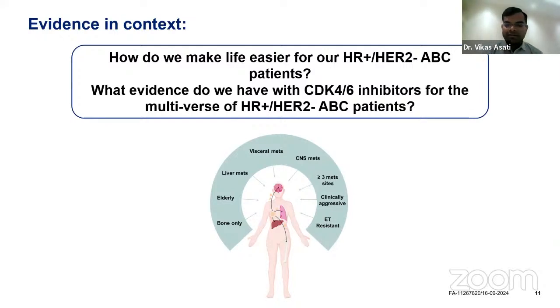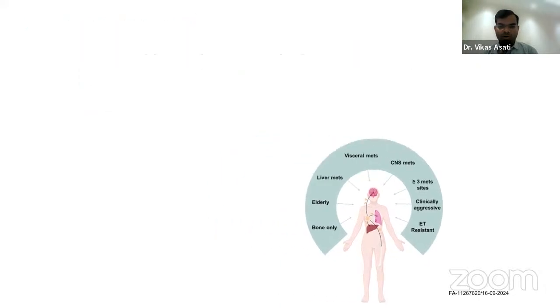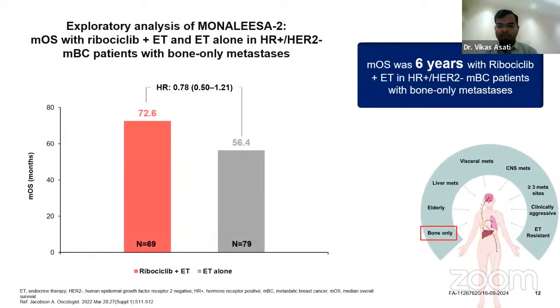So how do we make life easier for our patients? What are the evidence that we have to see? We have different groups of patients, like patients with bone only metastasis, elderly patients, patients with liver disease, visceral metastasis, CNS metastasis, and all types of permutation and combination are there. So we have to see whether this drug is working in each type of difficult to treat subset or not. We'll start with bone only metastasis.